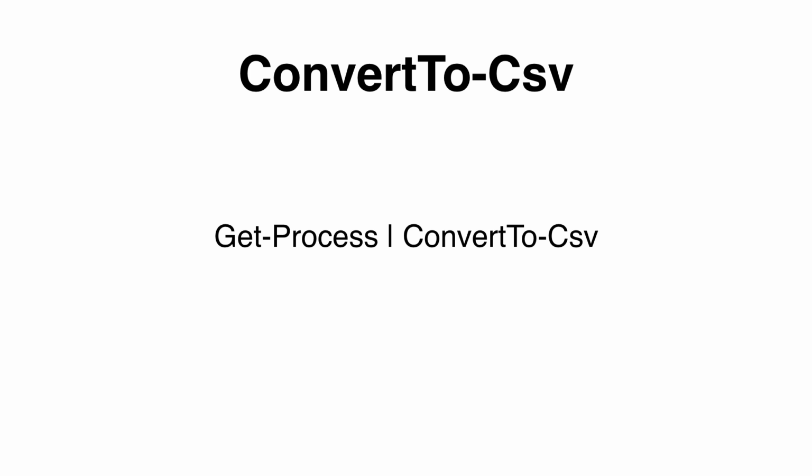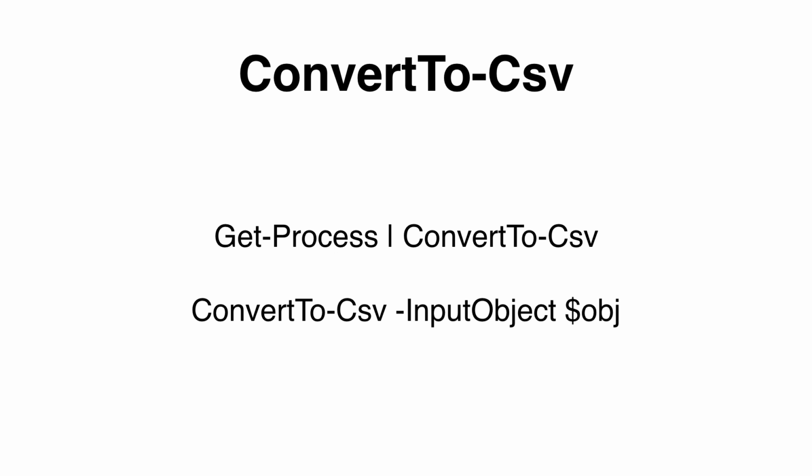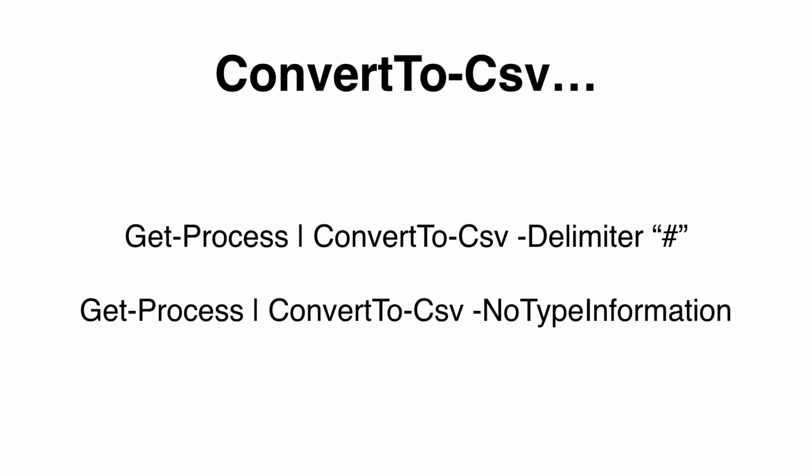If we want to use an object and convert it to comma-separated values, we can do so by using the ConvertTo-Csv commandlet. We can either pipe the commandlet or object to the ConvertTo-Csv commandlet to convert it, or we can use the input object parameter to convert it to comma-separated values. The same way we did this with Export-Csv, we can change the delimiter and no type information by specifying the parameter switches.